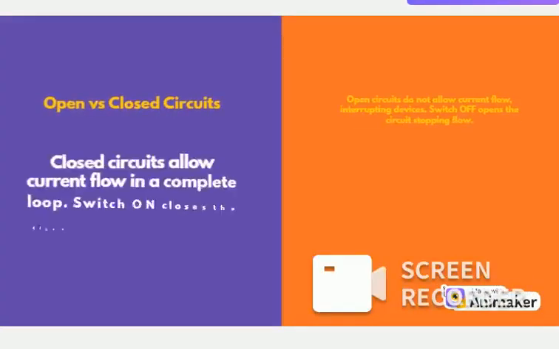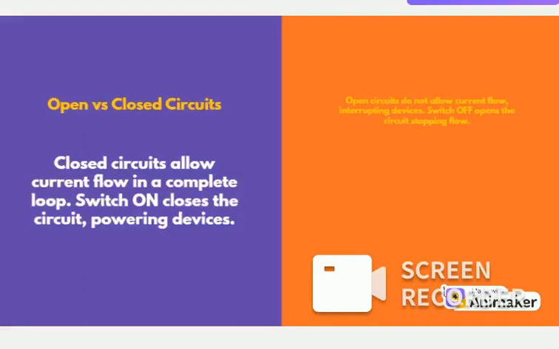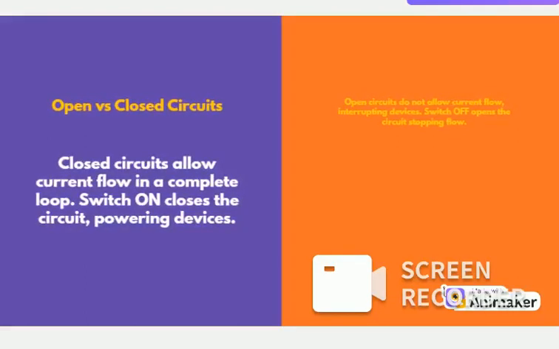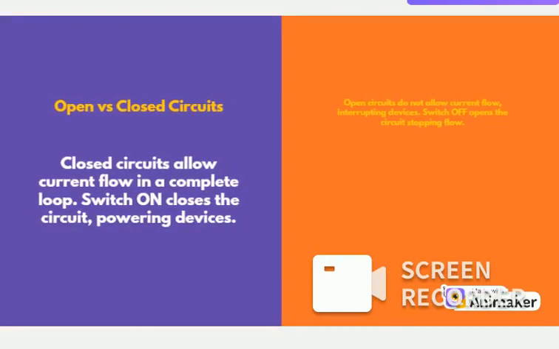Open versus closed circuits. Open circuits do not allow current flow, interrupting devices. Switch off opens the circuit, stopping the flow. Closed circuits allow current flow in a complete loop. Switch on closes the circuit, powering devices.